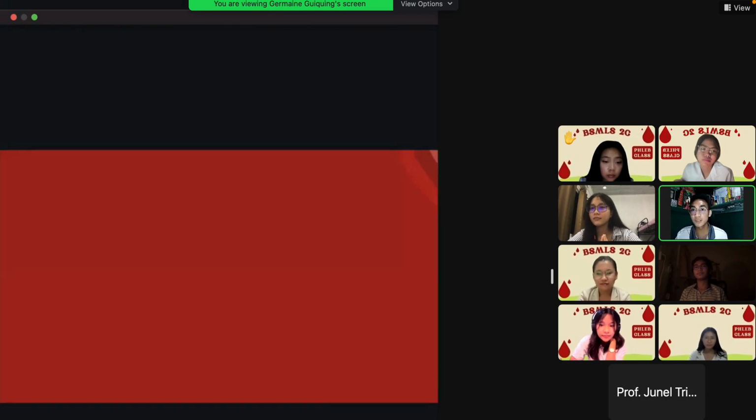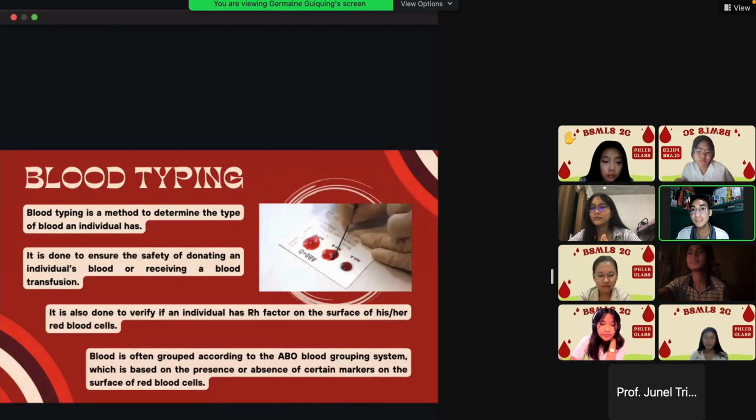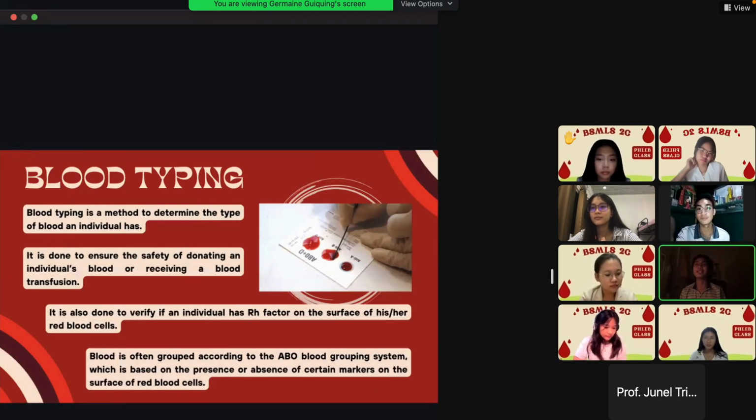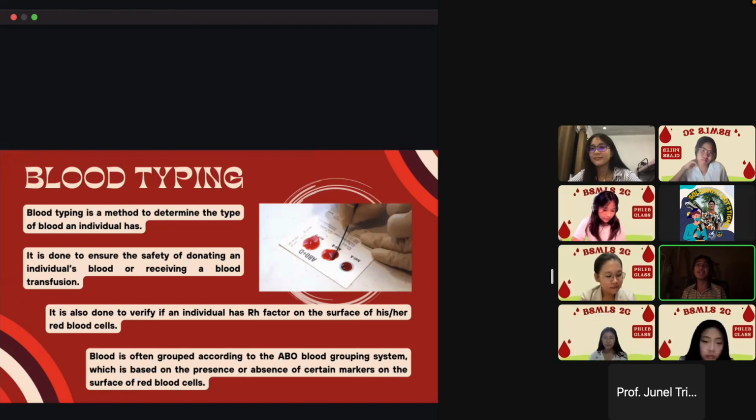Next, let's move on with blood typing. Okay, so ito na yung last na i-discuss natin for today, blood typing. So at this juncture, parang nasa application na tayo ng capillary puncture. So what is blood typing? Blood typing is a method to determine the type of blood an individual has. It is done to ensure the safety of donating an individual's blood or receiving a blood transfusion.